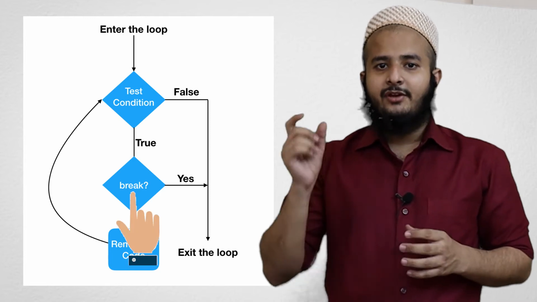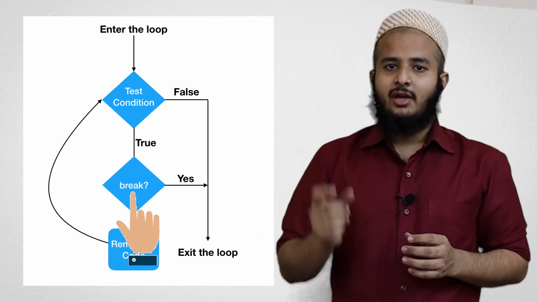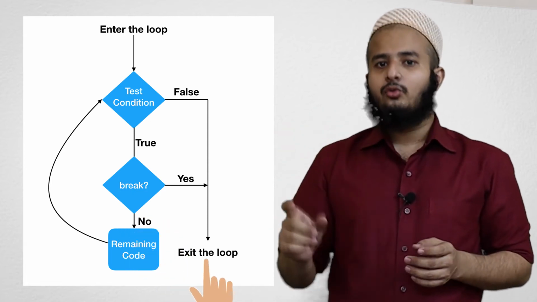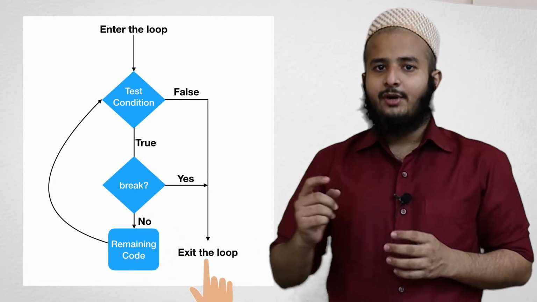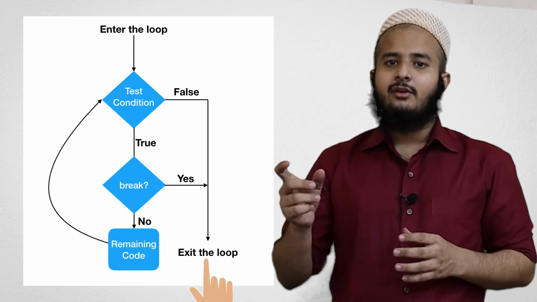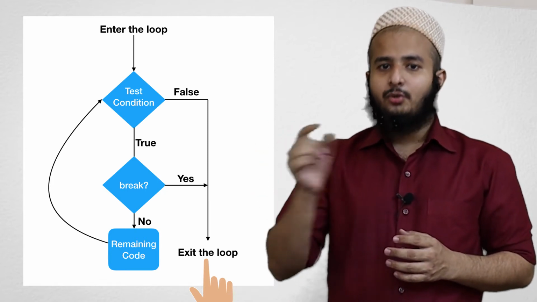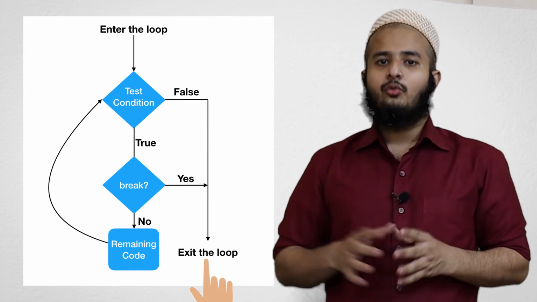First, the break keyword. The break keyword directly terminates the loop. That means if there is a break keyword inside the loop, then this break keyword puts the control out of the loop and performs the code after the loop block. So the break keyword will directly terminate the loop and put the control out of the loop.